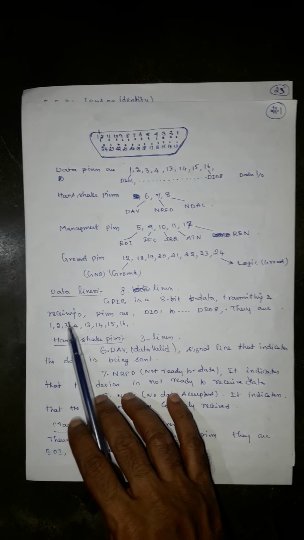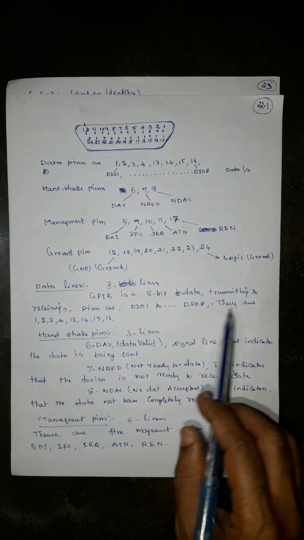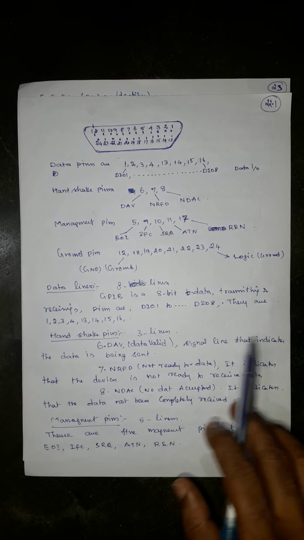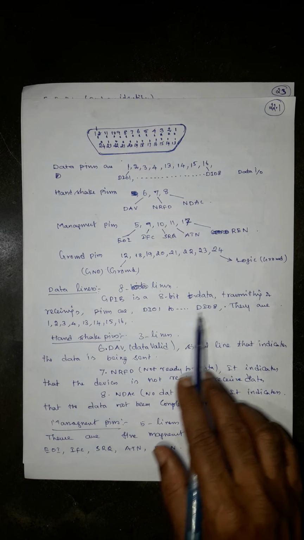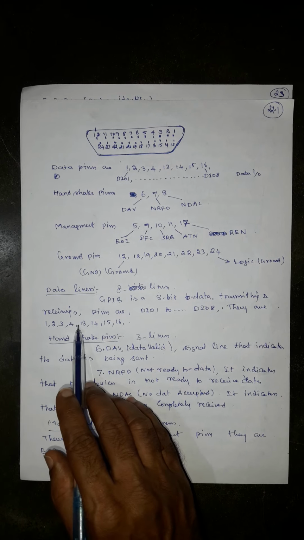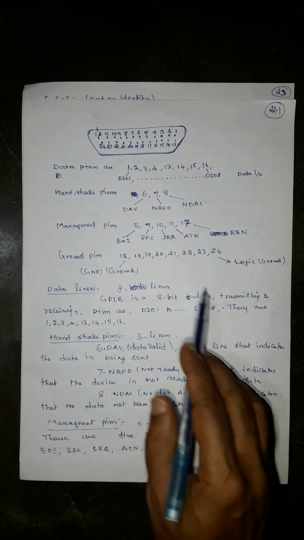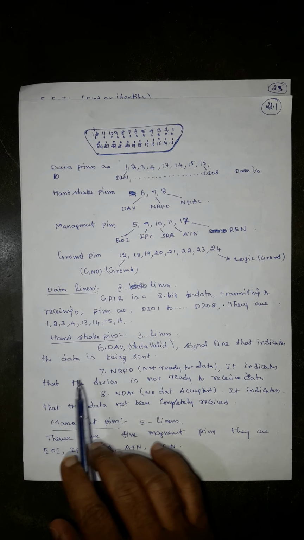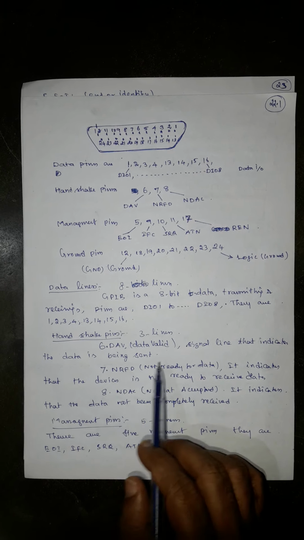We can see the data lines. GPIB is 8-bit data. The transmitting and receiving pins are DIO 1 to DIO 8, that is data input output 1 to 8. They are pins 1, 2, 3, 4 and 13, 14, 15, 16. These actually transmit 8-bit data. Then pins 6, 7 and 8 are handshake pins.